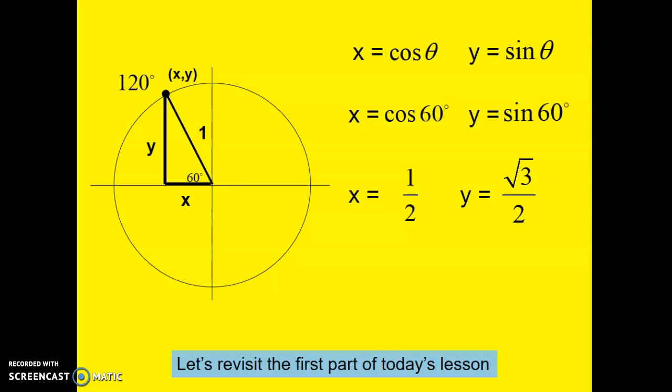Now, the other thing about these is the signs. If you think about where they are in the coordinate plane, this is in the second quadrant. All the x values in the second quadrant are negative, and all the y values are positive. So we're going to have negative 1/2 for the x value of this particular point. So that point is going to be negative 1/2 comma root 3 over 2. That's the point for 120 degrees.